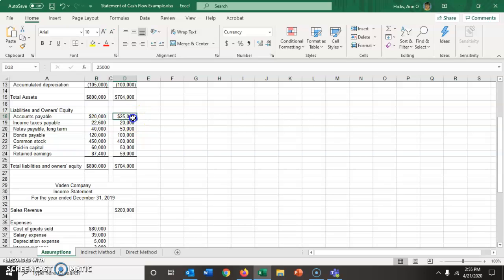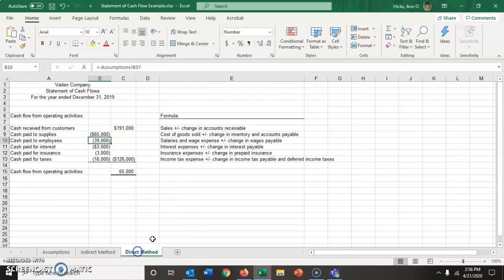Then we look at accounts payable, and accounts payable went down by $5,000. So that decrease in accounts payable means an additional $5,000 was paid in cash. And so we are up to $65,000. Now, clearly what we're doing here is making an assumption that pretty much everything in accounts payable relates to payables to suppliers. That may not necessarily be true, but from a materiality perspective, it's probably an okay assumption.